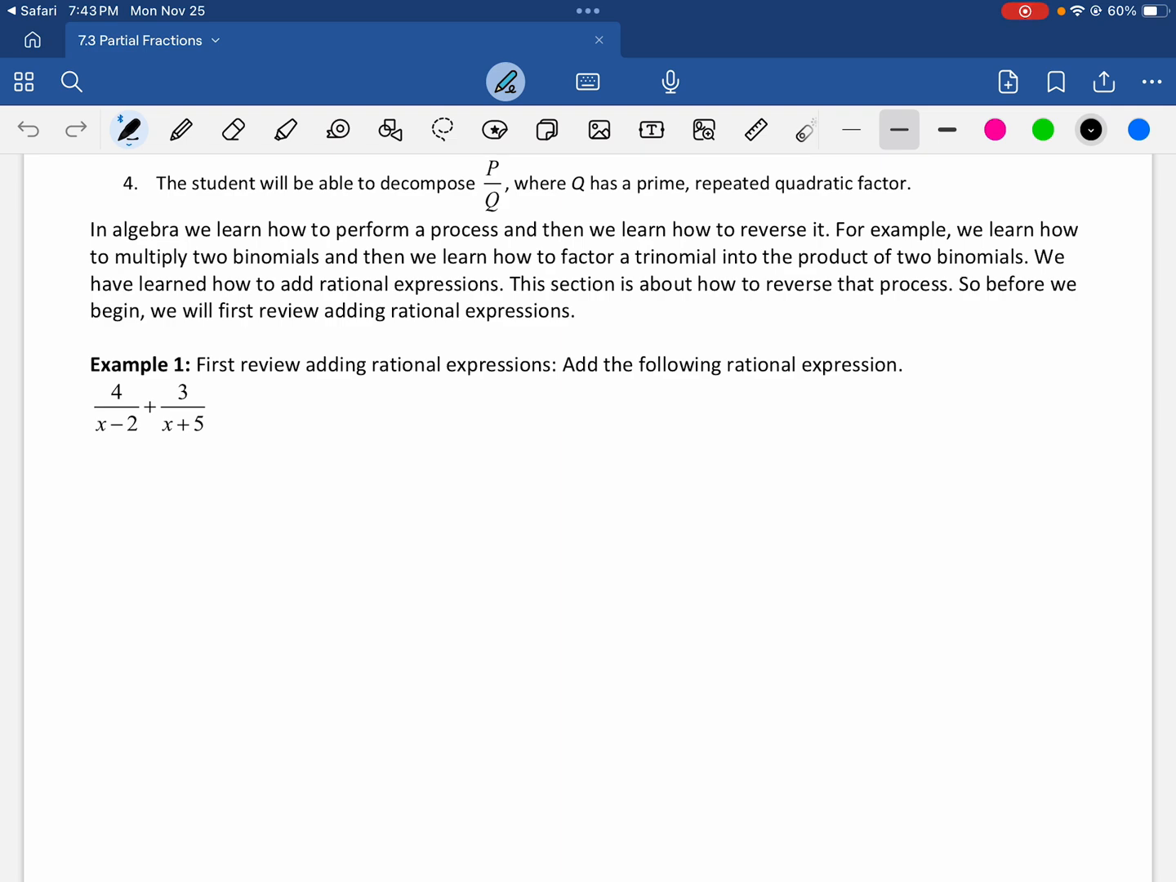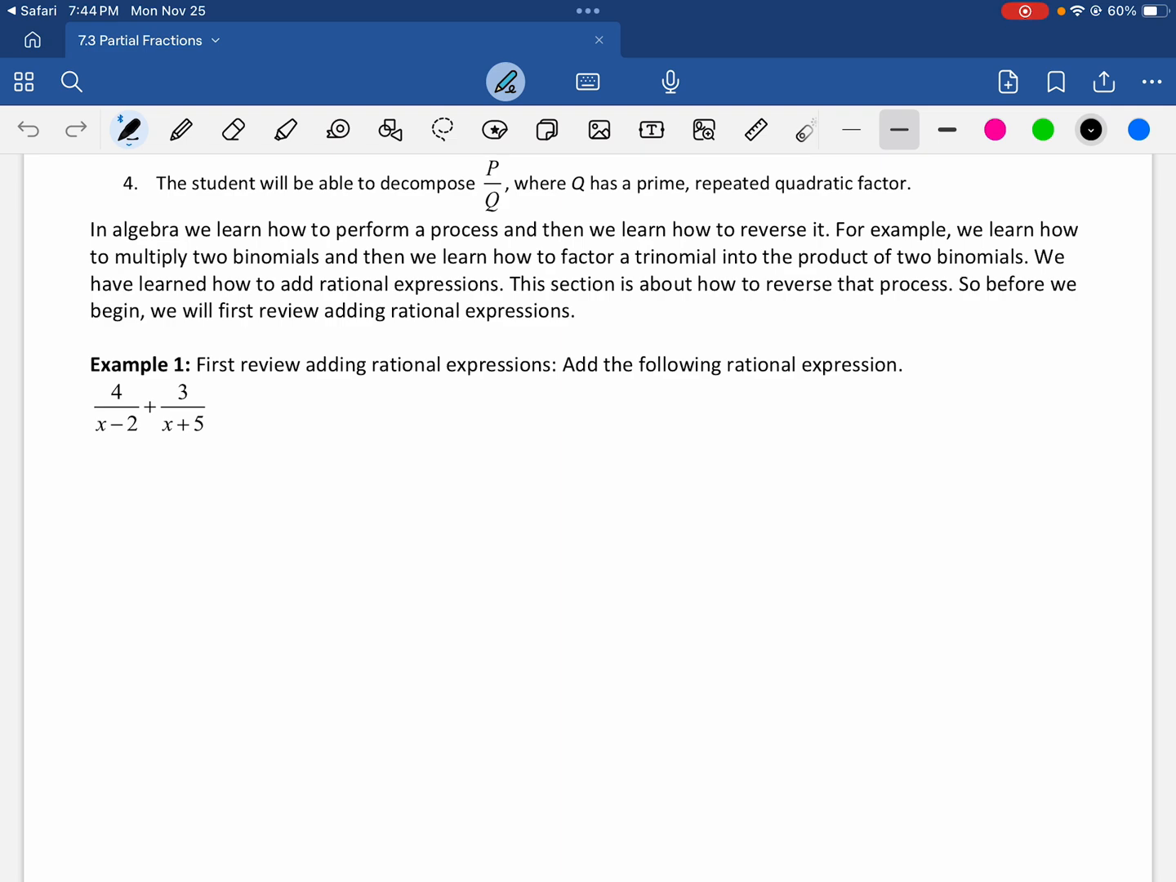We have previously learned how to add rational expressions together. In this section, we're going to reverse that process, to see how we can get, instead of one rational expression, two rational expressions. We're going to do that through a process called partial fractions. But first we're going to review how we add rational expressions by adding these two together.